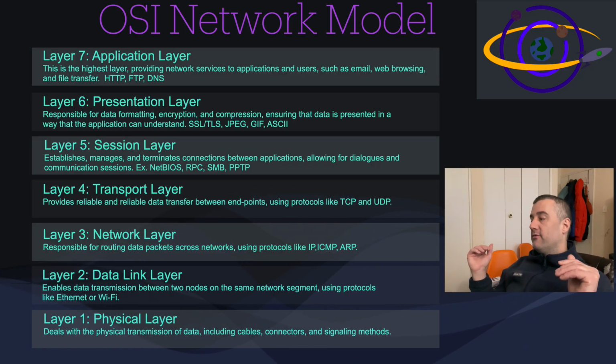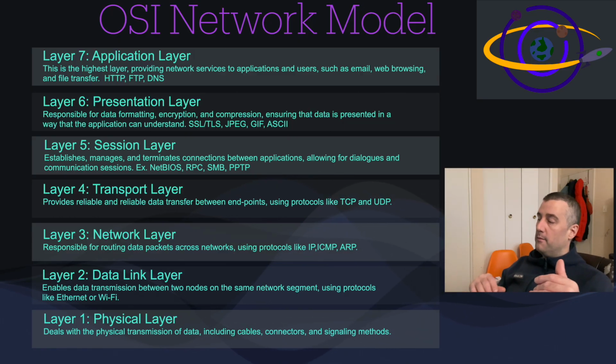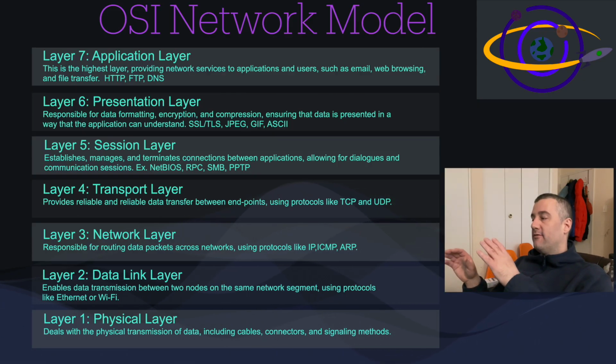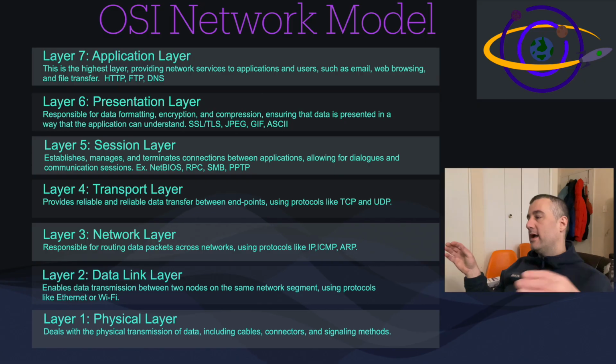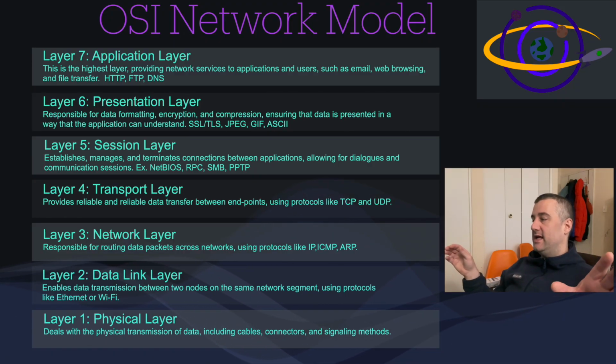Now, layer three is the network layer. This is responsible for routing data packets across networks using protocols like IP, ICMP, and ARP. So, for example, it would use the IP protocol to route things from a host on one network to a host on another network, and it may need to pass through multiple switches, routers, and work its way across multiple different networks to reach its destination.